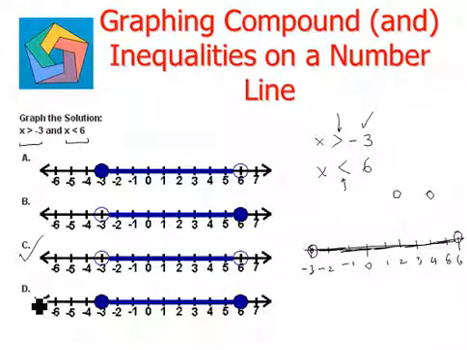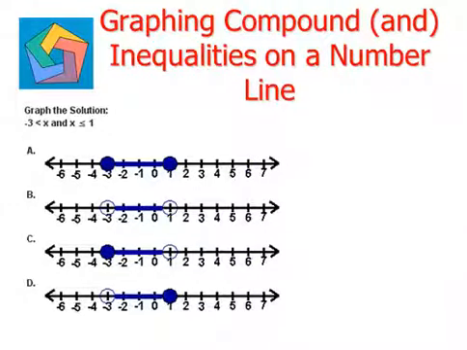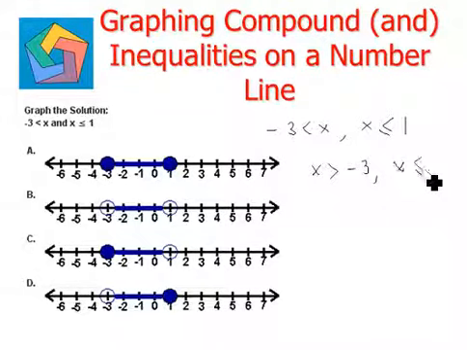Let's try the next example. Graph the solution, and we're given -3 is less than x and x is less than or equal to 1. Now here x is greater than -3 and x is less than or equal to 1. So that means in this part of the inequality, the variable x will be shown by a hollow circle because it is just greater than. Here it is less than or equal to, that means it will be shown by a dotted, or we can say a filled in circle.